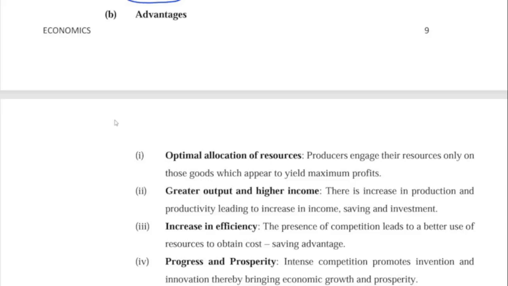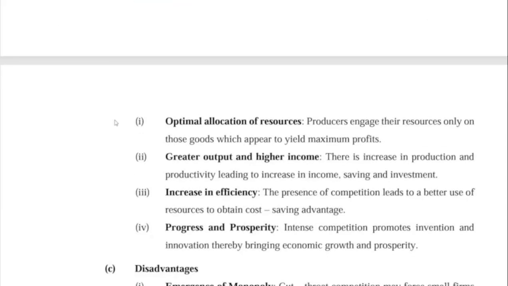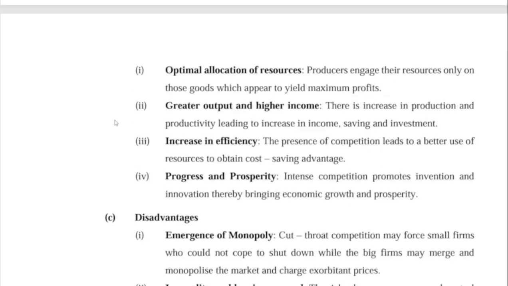Advantages: optimal allocation of resources. That is, producers engage their resources only on those goods which appear to yield maximum profits, because it is what people are spending on that they are producing. Greater output and higher income. There is increase in production and productivity, leading to increase in income, savings, and investments. All right, so we have increase in efficiency, we have progress and prosperity.